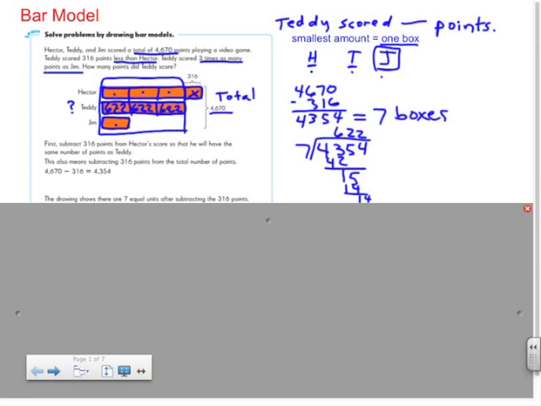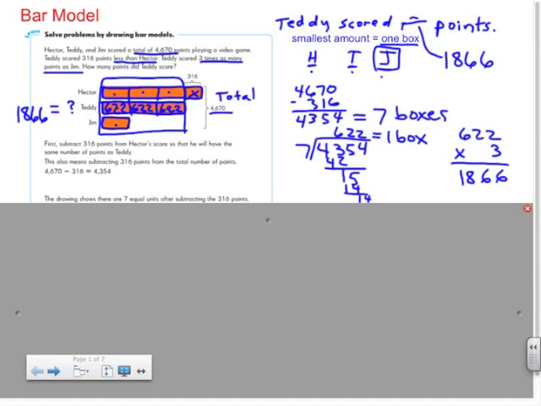Well, Teddy has 3 boxes. This was 1 box. So now if I take that times 3, I'll know Teddy's score. So Teddy's score is 1,866. So that's his total number of points. Can't fit it in there. It's not working. We'll write it here.